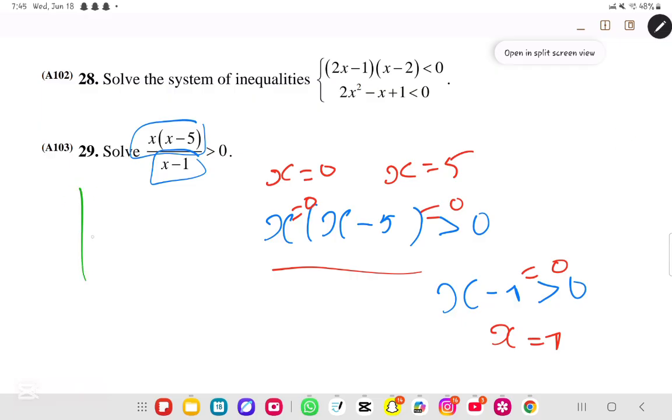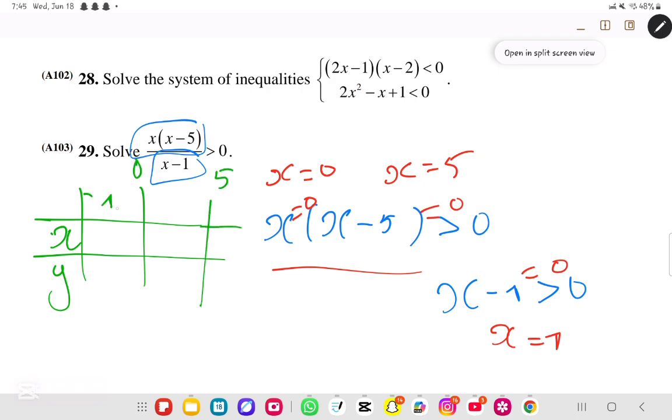Okay, so let's do the table of variation for both of them. This is x, this is y. We have a value over here and a value over here. So for example, 0 and 5, choose a number less than 0, -1. A number in between 0 and 5, 1, and a number greater than 5, 6. Now substitute them in this equation over here. So -1 times (-1 minus 5), you will get a positive answer. Substitute 1 instead, you will get a negative answer. And substitute 6 instead, you will get a positive answer.